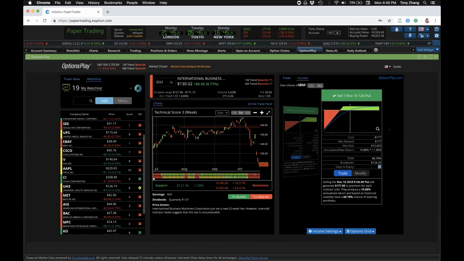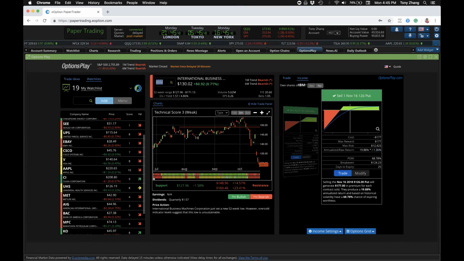That's really the benefit of potentially selling a put, generating that income, $177 for every 100 shares that you want to buy, which again offsets about 1.36% over the next 25 days. And if the stock doesn't go below 126 by expiration, you're going to collect 177, and you can do it again on November 16th over and over again until you end up owning that stock.